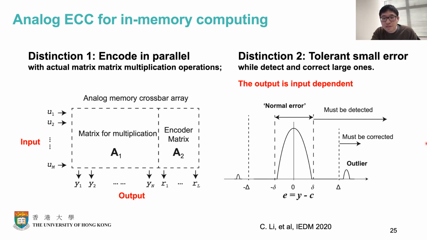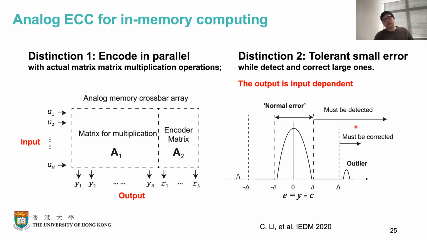And what's on the left shows the mechanism of how this analog ECC works, which in essence is to add an encoder matrix next to the matrix for the real multiplication, so that it can compute the redundancy part in parallel with the actual computation result. The other difference from the ECC in the digital domain is that it can tolerate a small error, or the intrinsic error as I introduced earlier, and only detects and corrects the error when it exceeds a certain predefined threshold.